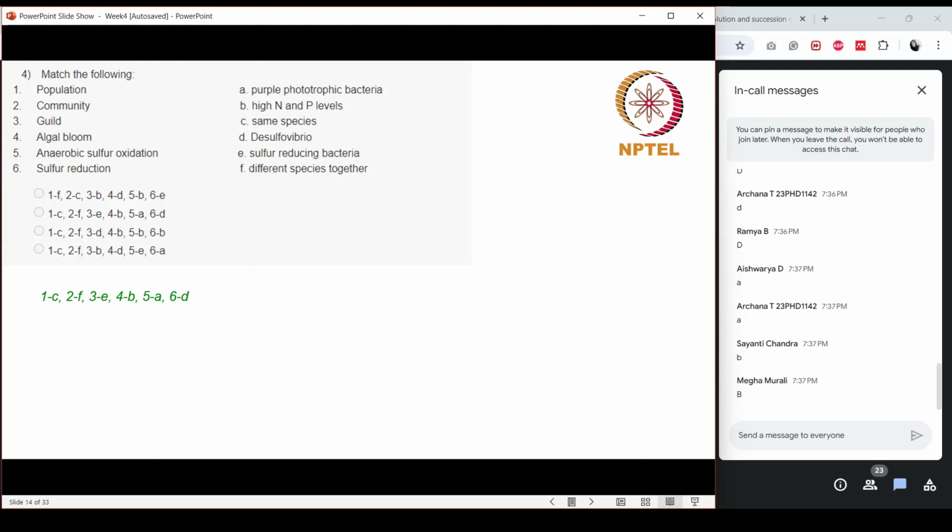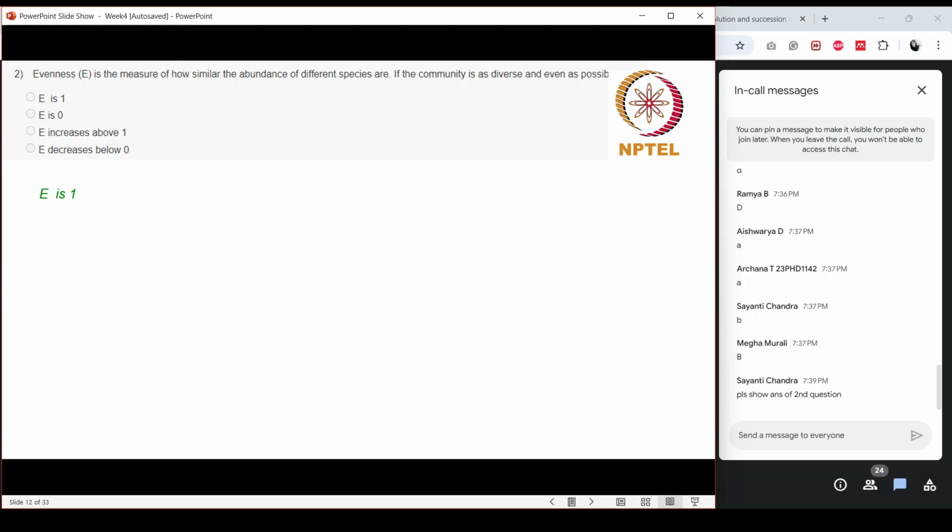What is algal bloom? It is high nitrogen and phosphorus level. We already know that high nitrogen and phosphorus level causes algal bloom. What is anaerobic sulfur oxidation? It is the property of purple phototrophic bacteria. And sulfur reduction is the property of Desulfobulbus bacteria. Answer of the second question is option A. E is 1. If the community is as diverse and even as possible, then the evenness index will come as 1.